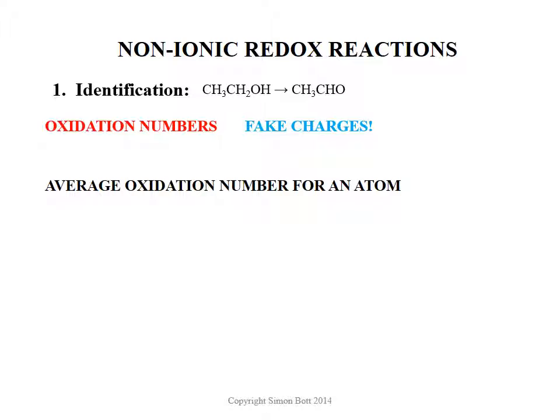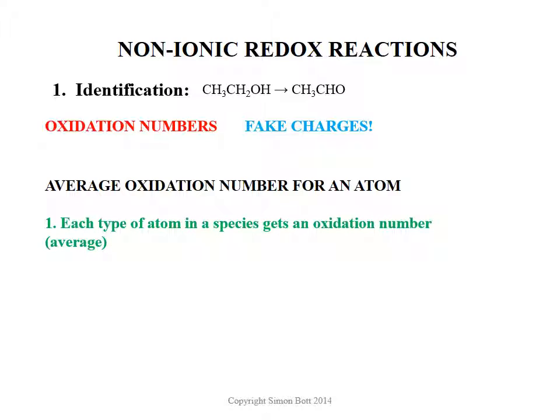Now, there are 2 ways in which one can define the oxidation number for an atom. Much later in this course, and if you get to organic chemistry as well, you will define the oxidation number for every single atom in a molecule. But you do that by having a knowledge of the structure, a knowledge of what atoms are bonded to what. At this stage, we're just going to assign the average oxidation number for a type of atom in a molecule. Okay, and to do that, we have to follow some rules. We start off by saying every type of atom in a species gets an oxidation number that, as I said, is going to be the average.